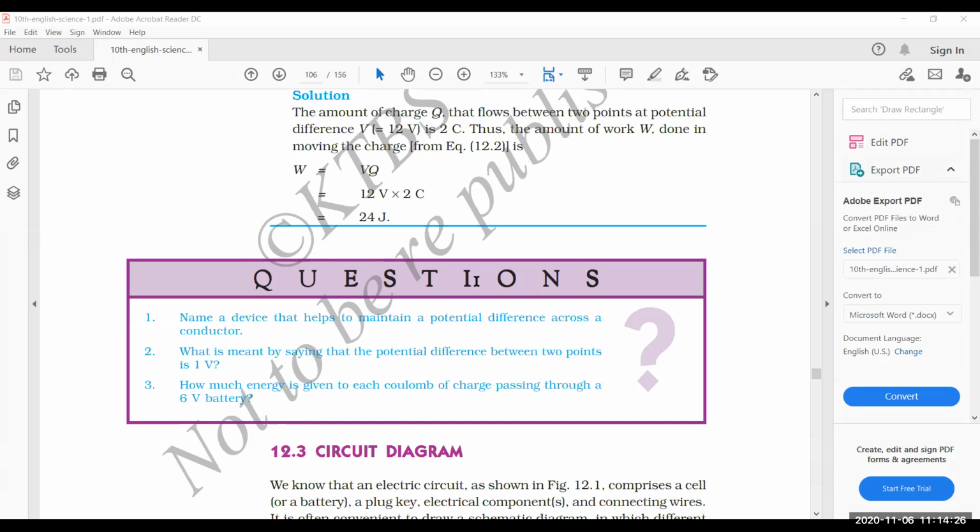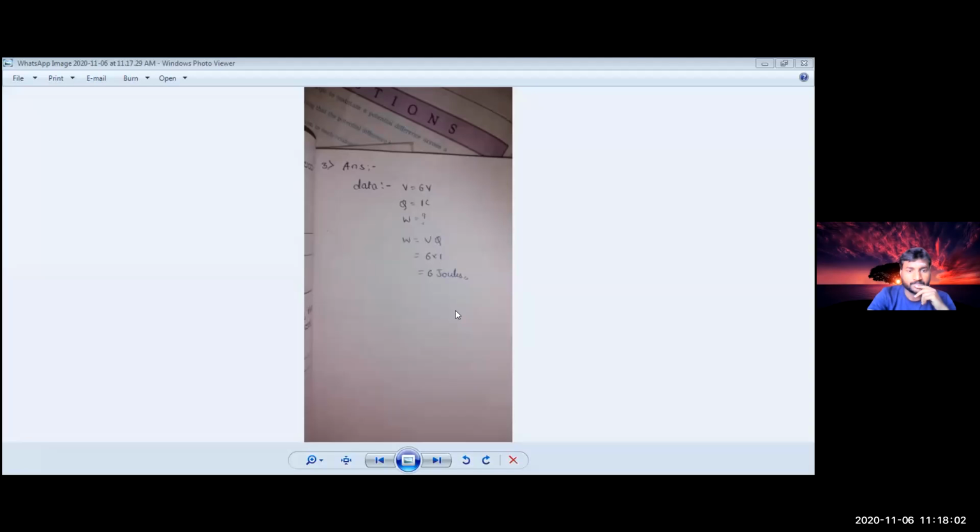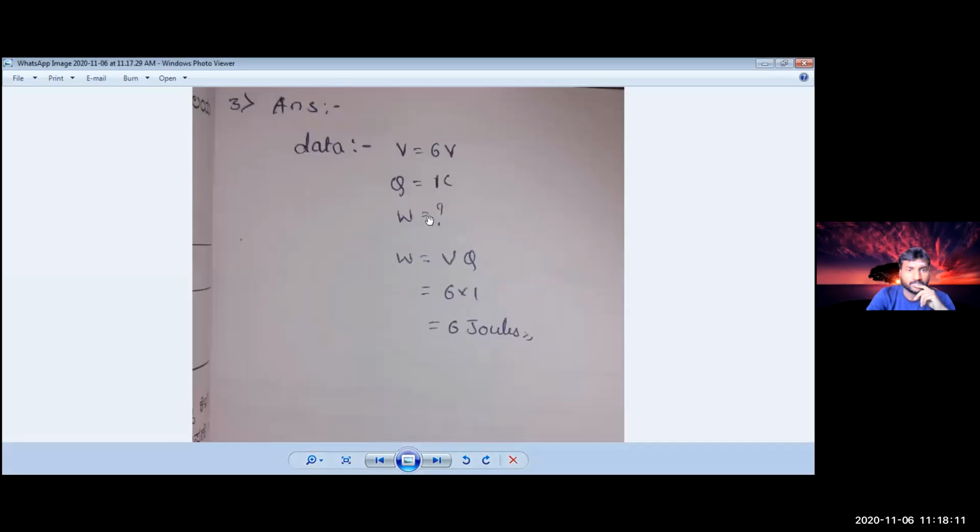How much energy is given to each coulomb of charge passing through a 6 volt battery? Solve it. Okay, so the problem is given that the potential difference is 6 volt, and another data is given but it is hidden in the question. They have said each coulomb of charge.